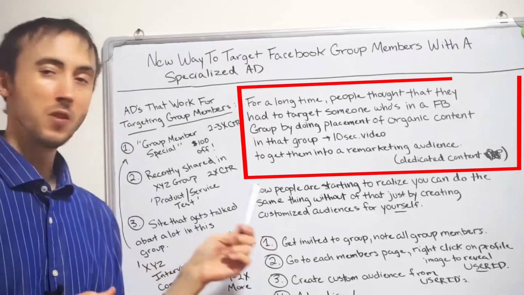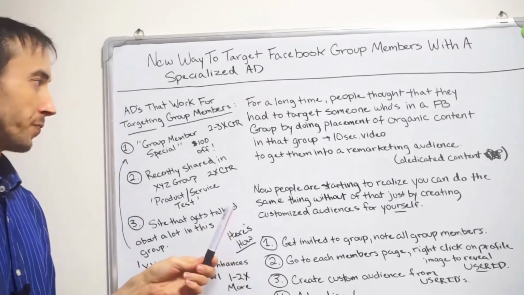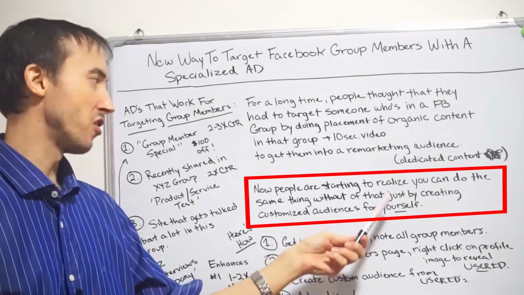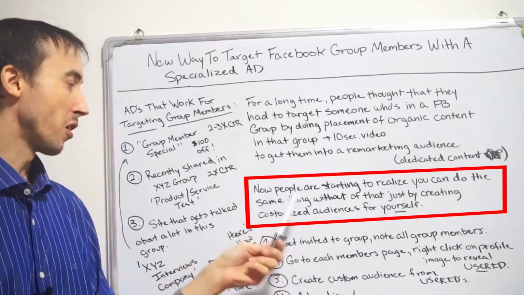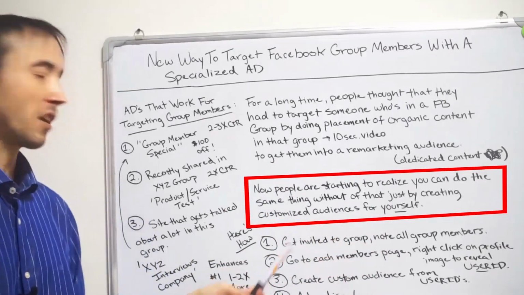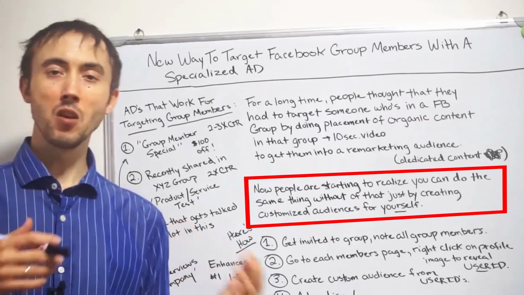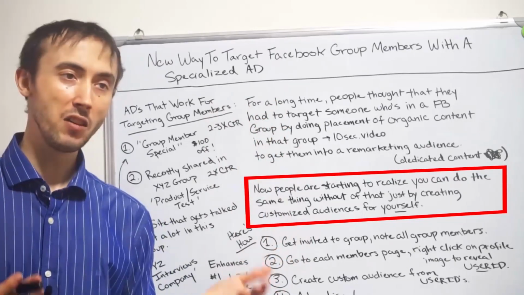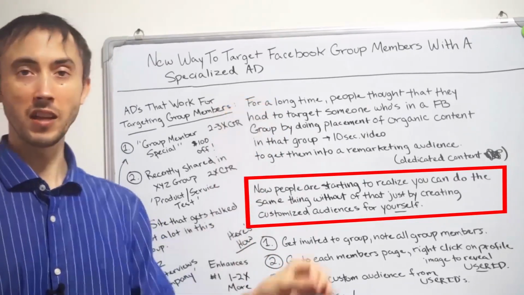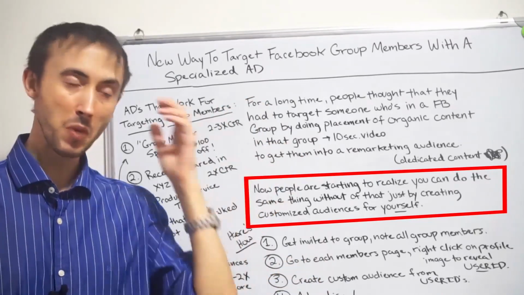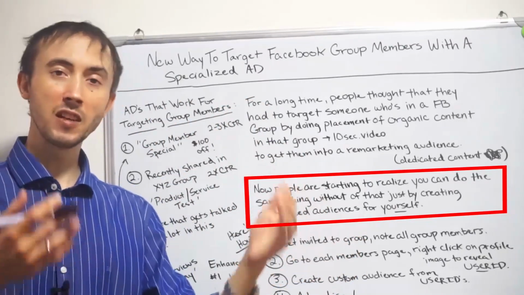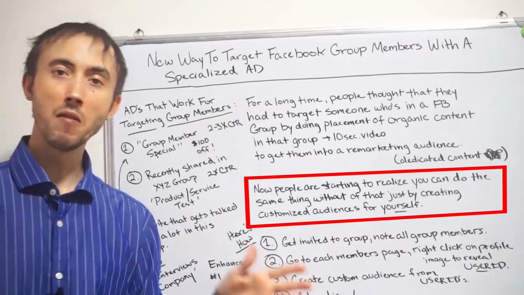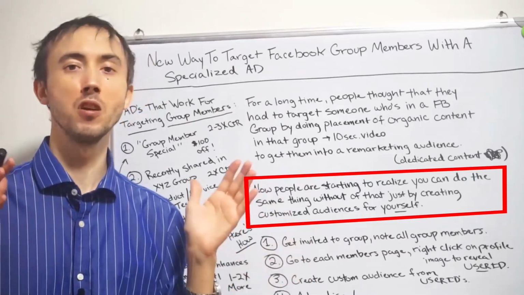Now, there's a better way to go about doing this. People are starting to realize you can do the same thing without all of that, just by creating a custom audience for yourself. Custom audience is the term people normally use if you want to target an email list or phone number list. If you collected user cell phone numbers, you could use a custom audience, put all their phone numbers in there, and now you could target a specific list of people as long as you know their phone numbers.